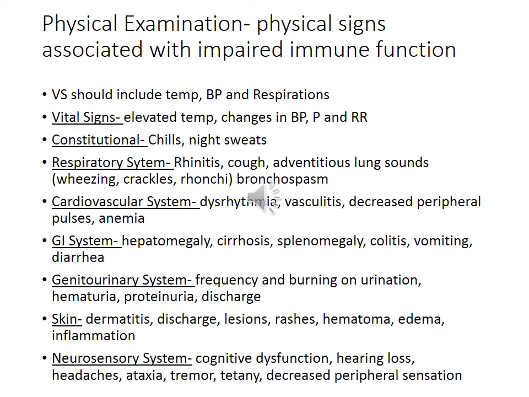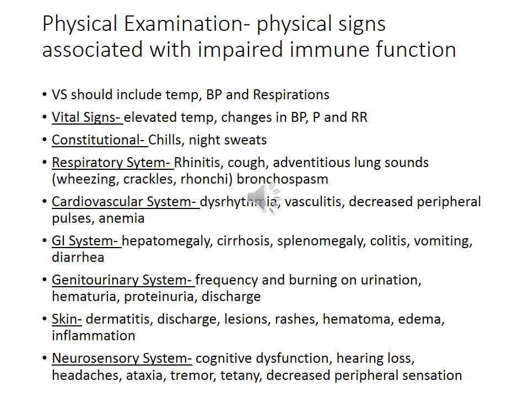GI, you might see hepatomegaly, cirrhosis, splenomegaly, colitis, nausea or vomiting and diarrhea. The GU system, frequency, burning on urination, hematuria, proteinuria, discharge. Skin, you might see dermatitis, discharge, lesions, rashes, hematoma, edema, inflammation, and then neurosensory, you might see cognitive dysfunction, hearing loss, headaches, ataxia, tremor.